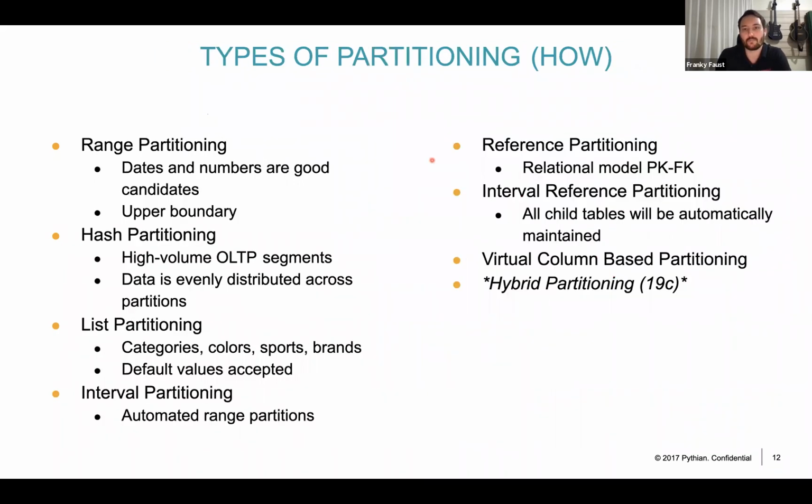So back to partitioning. Types of partitioning. How do we partition our data? I already mentioned that we have range partitioning, hash partitioning, list, interval, reference partitioning, virtual column-based partitioning, and in 19c we have hybrid partitioning. So what are those? What are they used for? Range partitioning is better used for dates and numbers. So dates and numbers are good candidates.